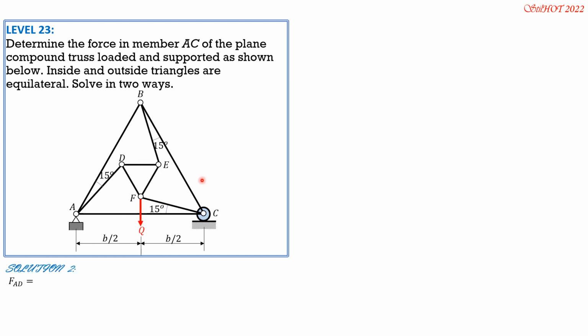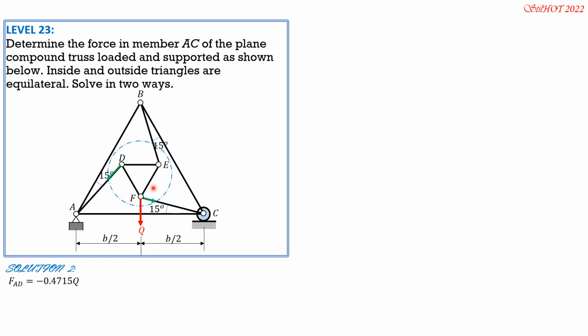Remember that FAD was negative 0.4715 of Q. So for the alternate solution, let's show that it is also negative 0.4715 of Q here. But this time the method I apply is method of section, circular section as shown in the figure. So there are three forces involved, FAD, FCF, and FBE. So we make FAD as the unknown to show that it is equal to negative 0.4715 of Q as in the preceding slide. So this is FAD.